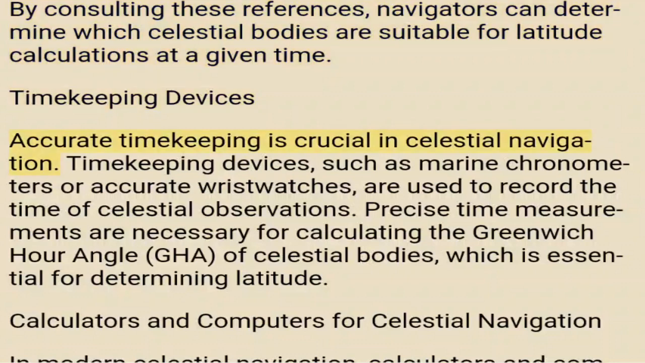Timekeeping devices. Accurate timekeeping is crucial in celestial navigation. Timekeeping devices, such as marine chronometers or accurate wristwatches, are used to record the time of celestial observations. Precise time measurements are necessary for calculating the Greenwich hour angle, GHA, of celestial bodies, which is essential for determining latitude.